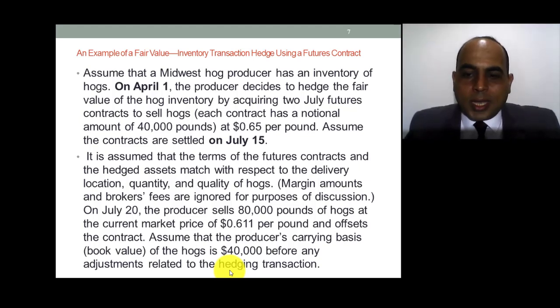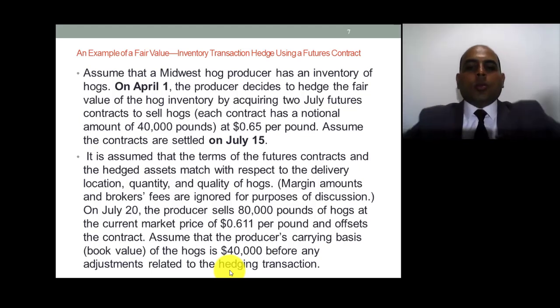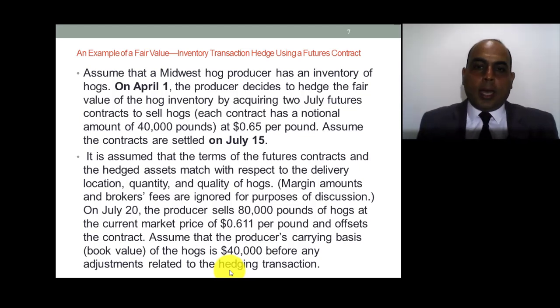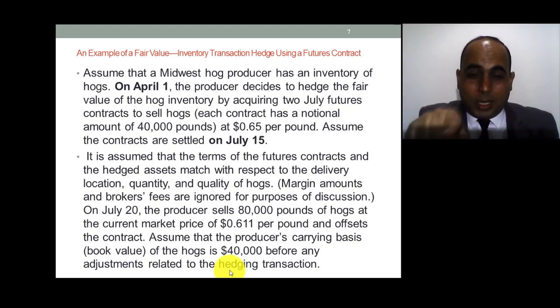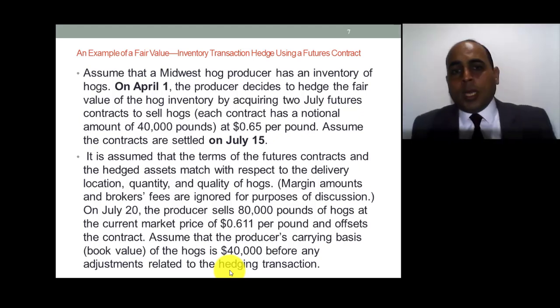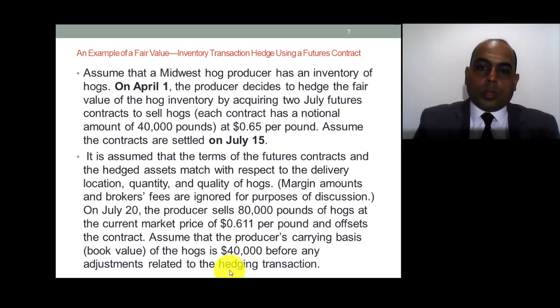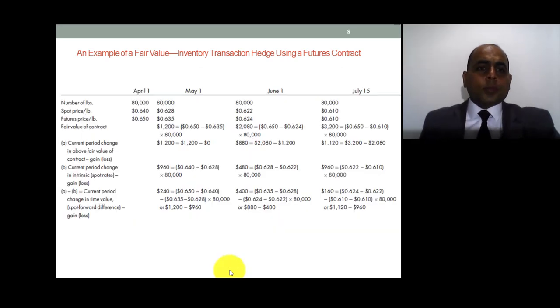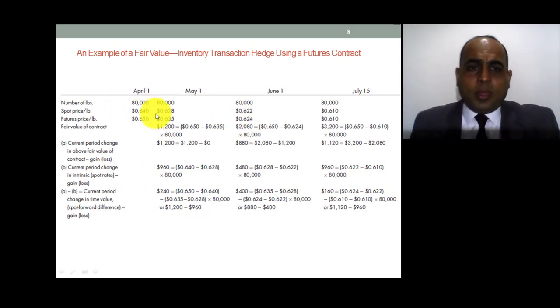Assume that the producer's carrying basis, the book value of the inventory, is $40,000 before any adjustment related to the hedging transaction. Now the point is, because we fear the fluctuation of prices, and especially in this example we fear the prices dropping or decreasing, we entered into a futures contract. Let us see the detail. Here, this is the given data.